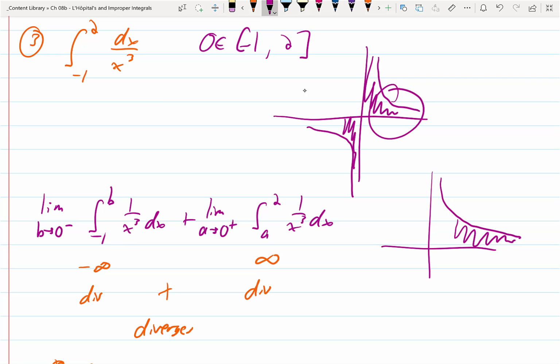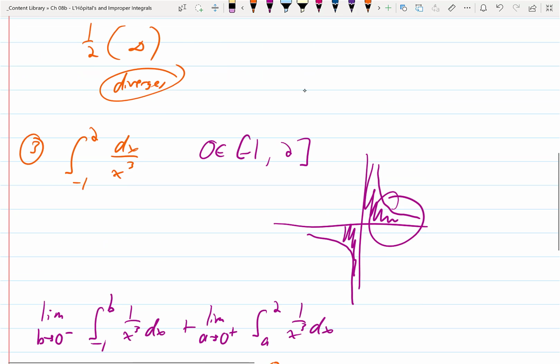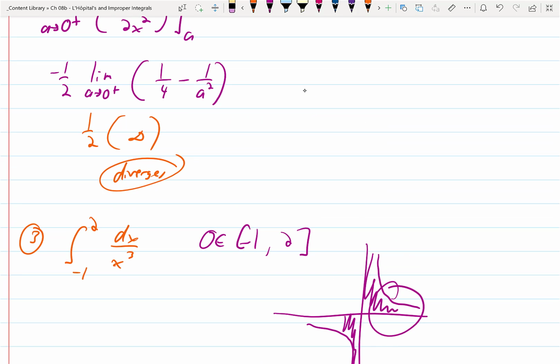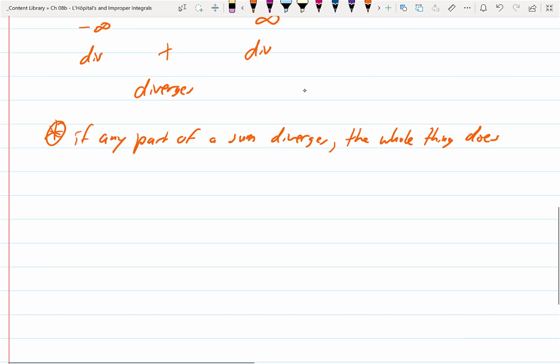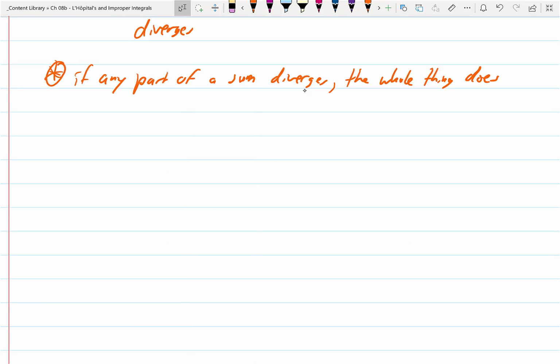Yes, Paulina? So for the first one, why couldn't you just say infinity? For the first one? Yeah. You can, but diverges itself is going to answer the question of what is the integral. This terminology of convergent and divergent we're going to use much more when we talk about sequences next chapter. So I'm just trying to introduce this a little bit now.